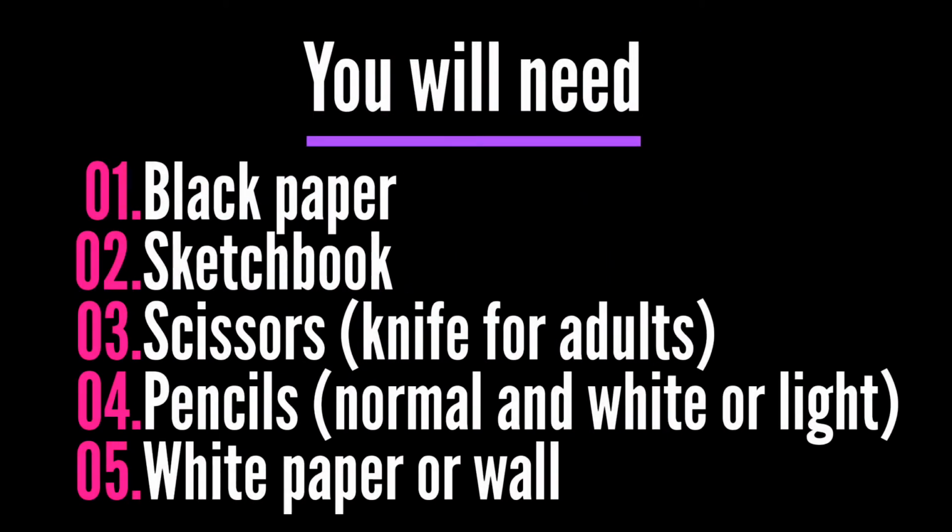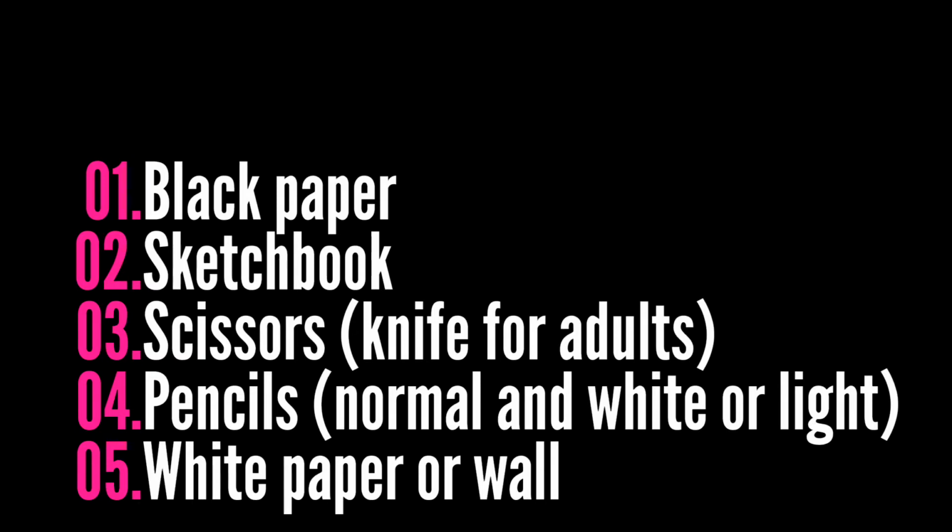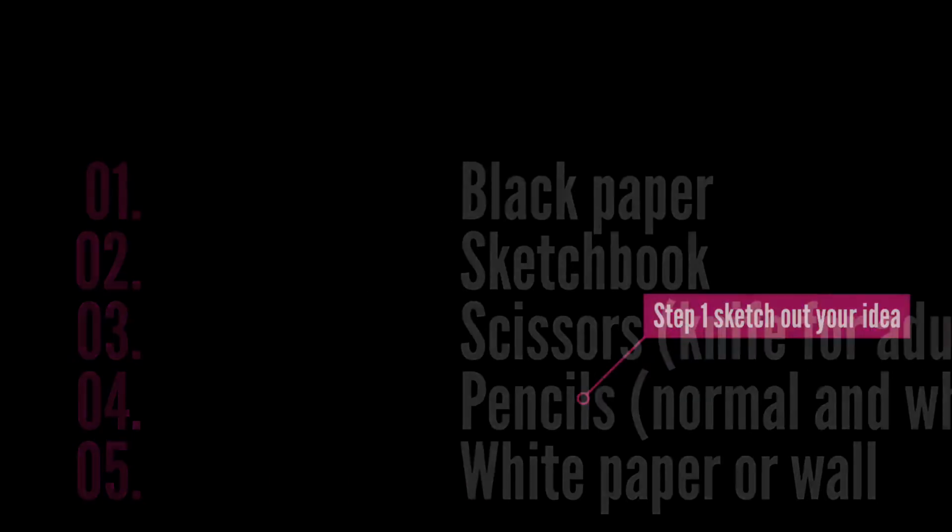Okay, so to join in, you'll need some black paper, a sketchbook, some scissors or a knife if you're an adult, some pencils, so that's like a normal 2B and a lighter colour pencil, white paper to mount your design on, or you can even use a wall and be a bit more like Cara Walker. So with that, let's get started.